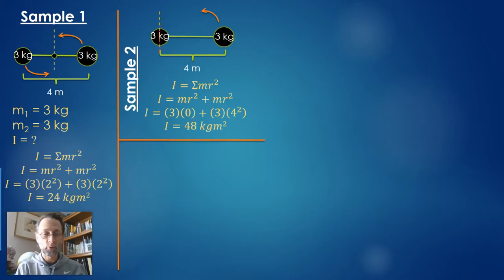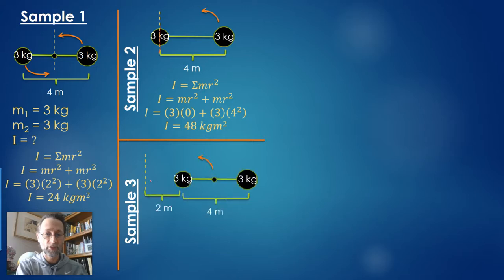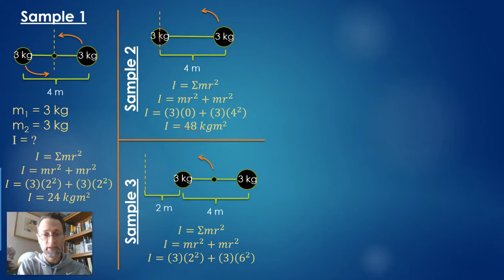Now, how about a third one? What if we move that axis of rotation even farther over so that this whole system is rotating around that axis of rotation there? So this is now 2 meters out. This is 4 meters. They're still 4 meters away. And I can again do the sum of the moments of inertia. I have 3 times 2 squared plus 3 times 6 squared, because it's the total distance for the third one here, and that gives me a moment of inertia of 120 kilogram meters squared.